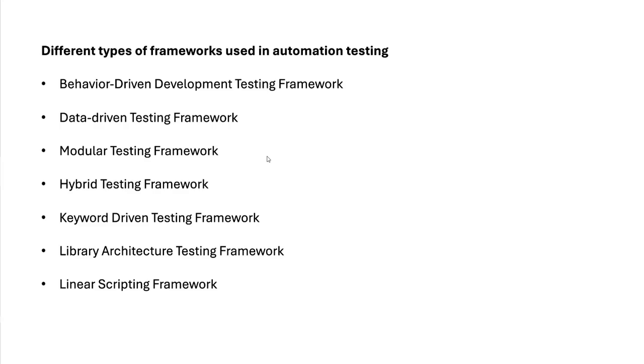So based on this, in the case of BDD, you know that Cucumber is used, correct? It uses this behavior driven development testing framework. So this is how a framework could be understood. Basically, what is the framework and why do we need it and what are the benefits of using it? What are the different tools, framework tools that are available in the market? And finally, what are the different types of frameworks that are used in automation testing? So this is overall about the framework.